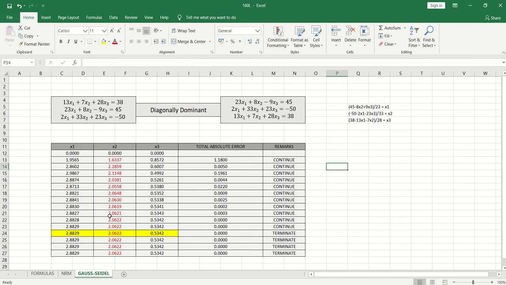Once that happens, the corresponding values of x1, x2, and x3 will be the root of the equation, three equations and three unknowns. So this will be the root of the three equations and three unknowns.